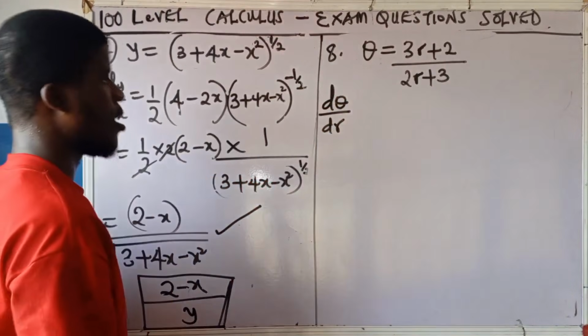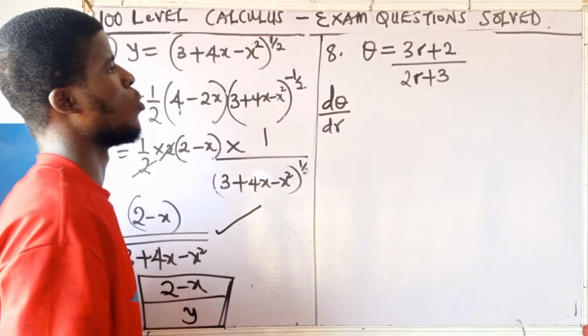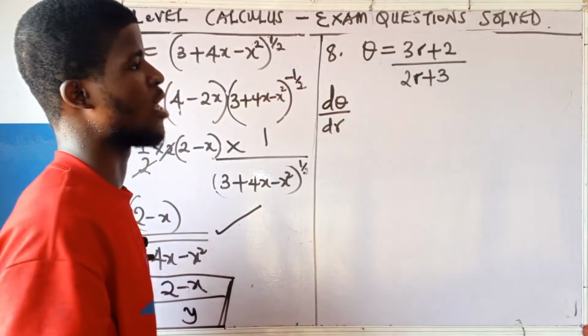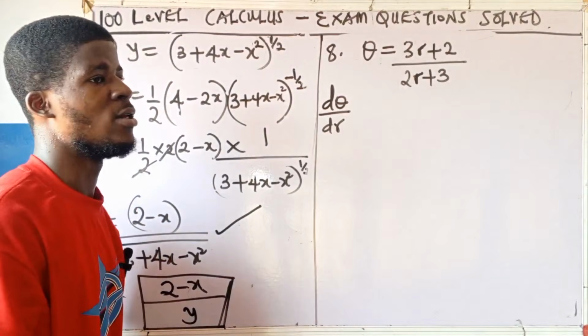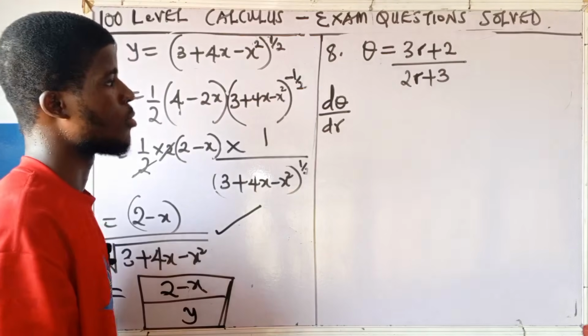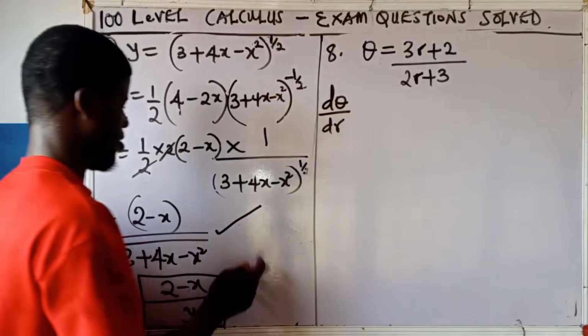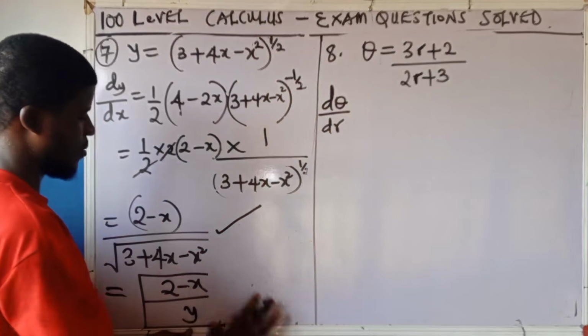Yes, that's the meaning. But which rule of differentiation will work here? The rule of derivative that will work for this problem is the quotient rule. Yes, quotient rule says that dy over ds, let me write it here.